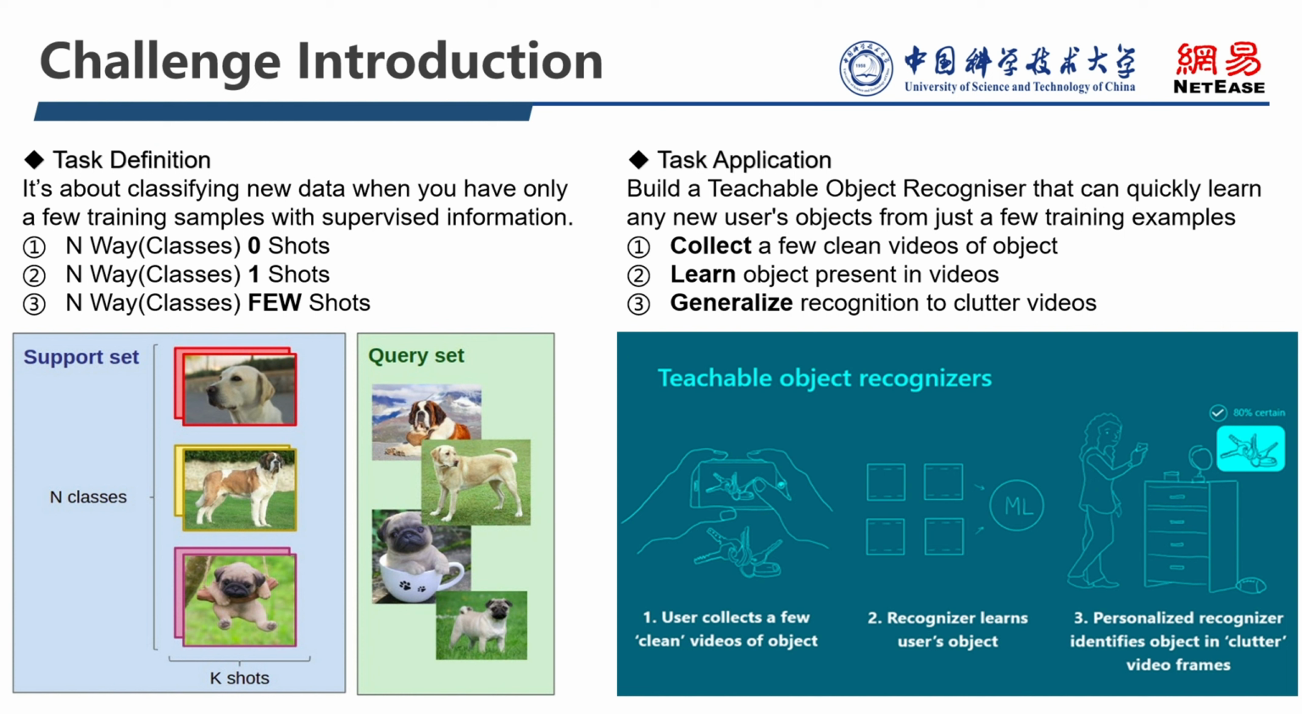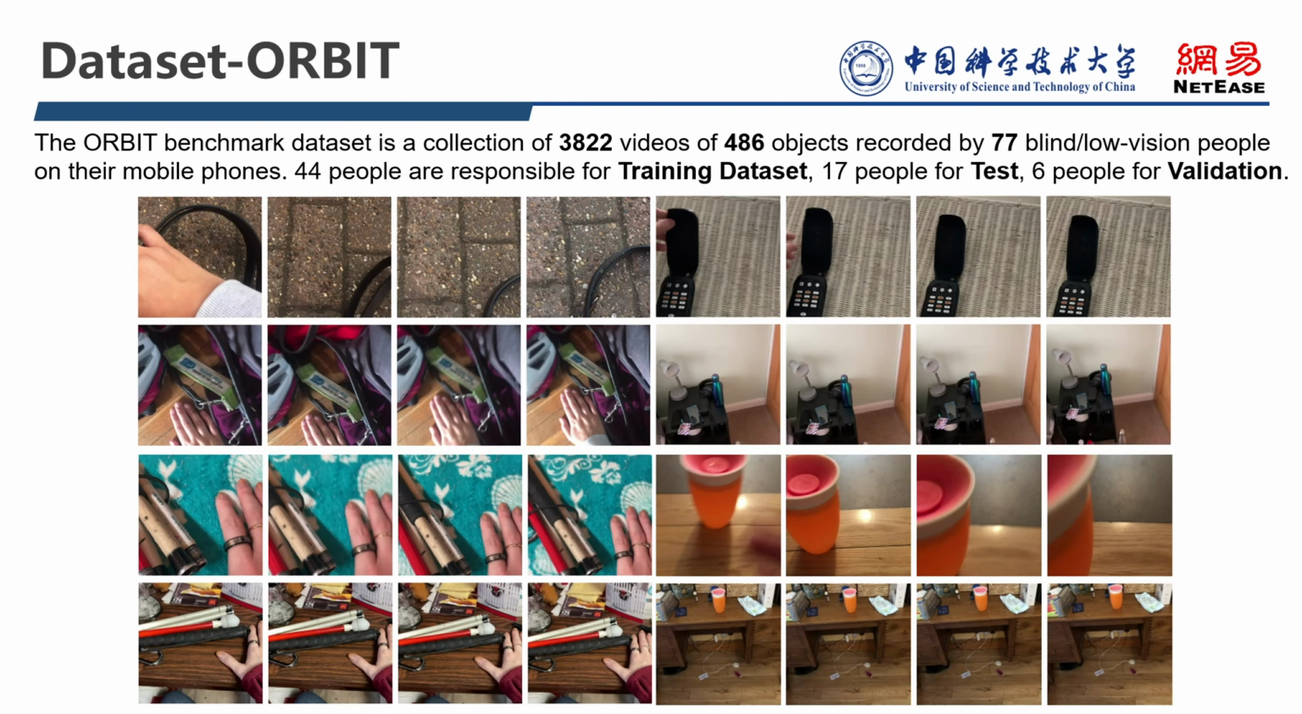For this contest, we could apply few-shot recognition technology to a teachable object recognizer, helping blind people to identify the things that they can't see by using a mobile phone. The dataset we used here is Orbit.